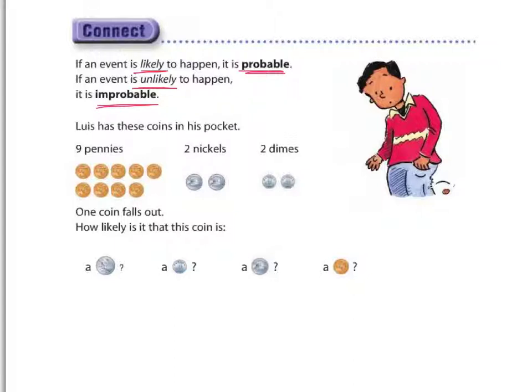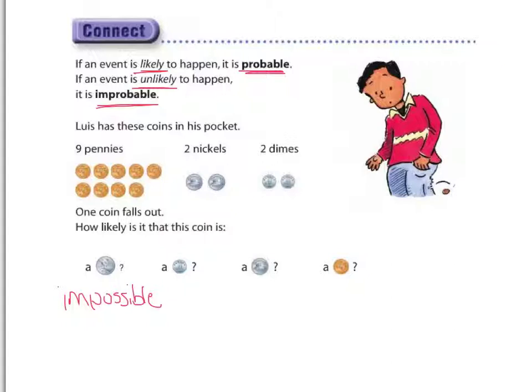So let's look at an example here. We have Luis who has coins in his pocket. He's got 9 pennies, 2 nickels, and 2 dimes. One coin falls out. How likely is it that it's a quarter? Does he have a quarter? He doesn't have a quarter. Therefore, that is actually impossible. Not only is it improbable, it is impossible. There is no quarter to fall out of his pocket.